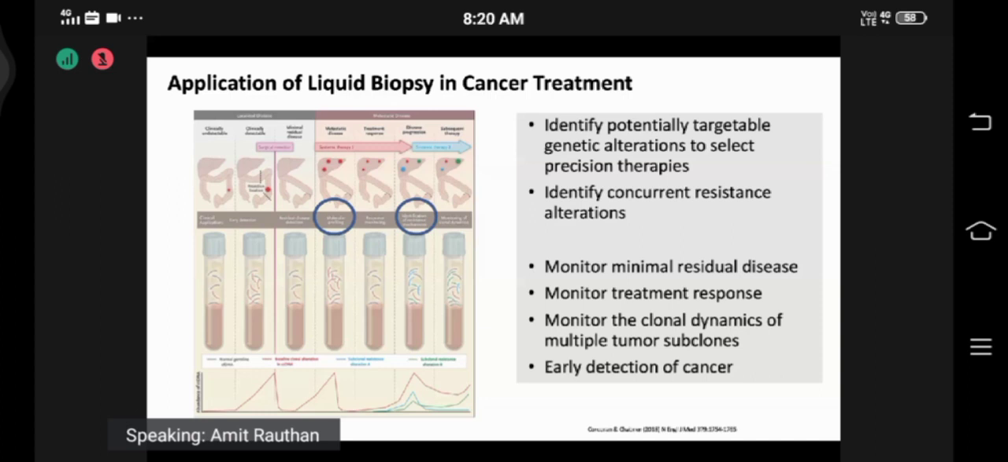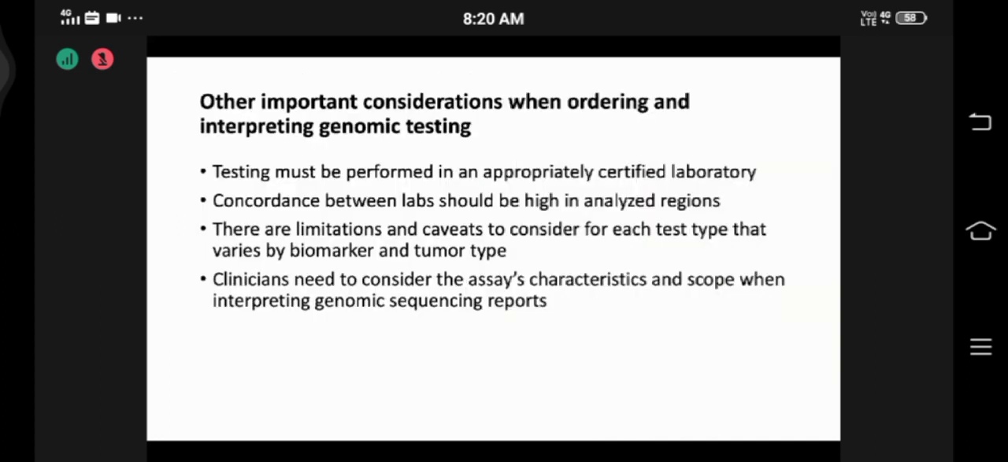And the most intriguing aspect of liquid biopsies now is early detection of cancer, which is really being looked at in a big way. I'm sure in a few years we'll have tests which have proven in clinical trials that they help in early detection of cancer. But we are not there yet for using liquid biopsies in that situation.